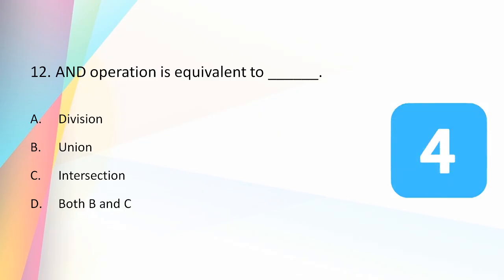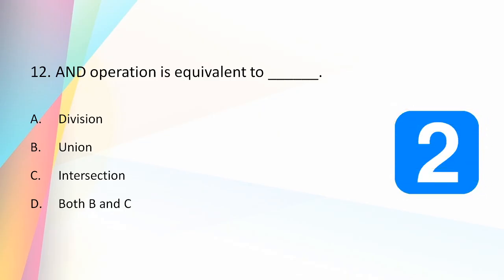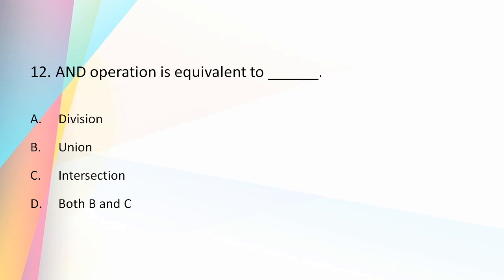And the answer is intersection. So consider a case A dot B, or A AND B, which gives the intersection of A and B. It results in 1 if and only if all the inputs are 1, that is, both A and B are 1. So AND operation is equivalent to intersection.